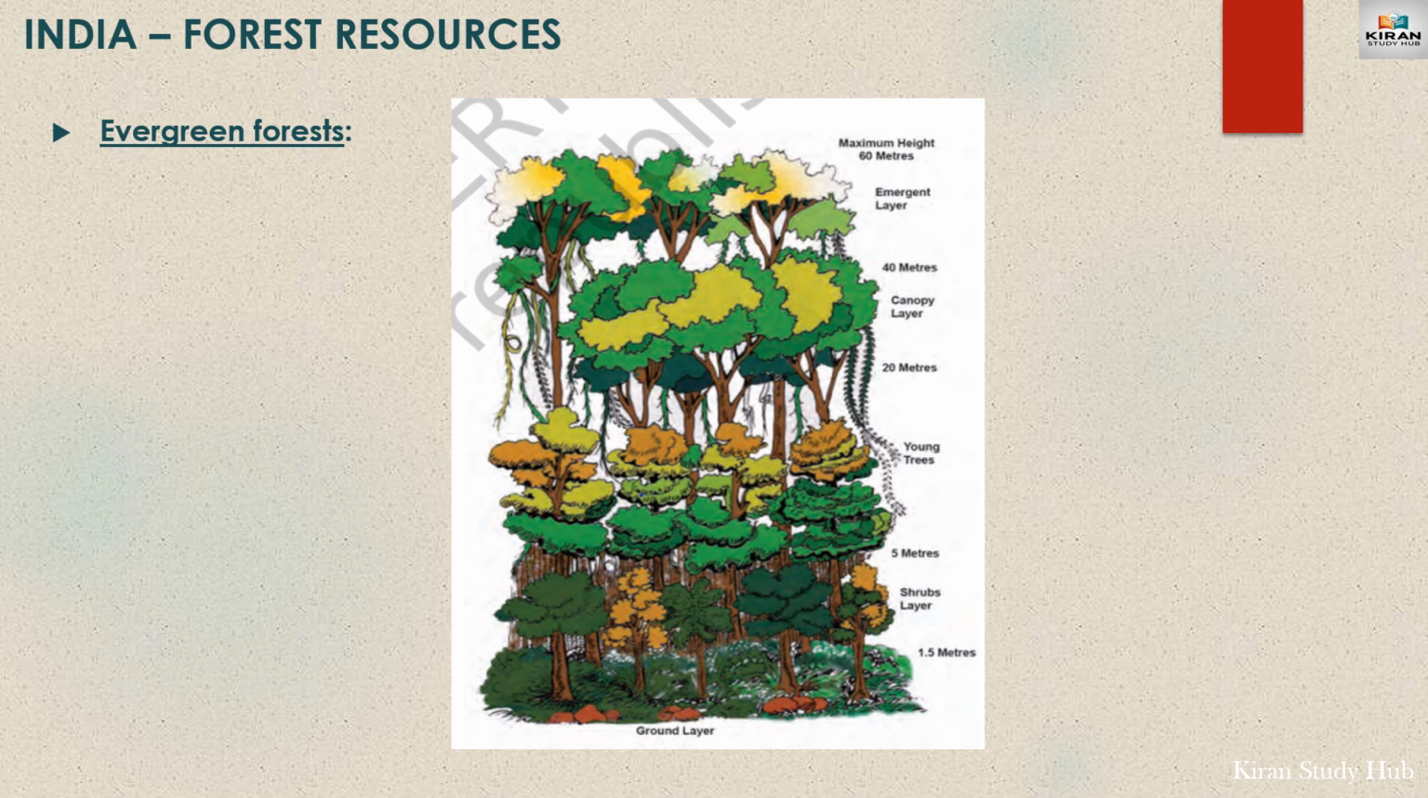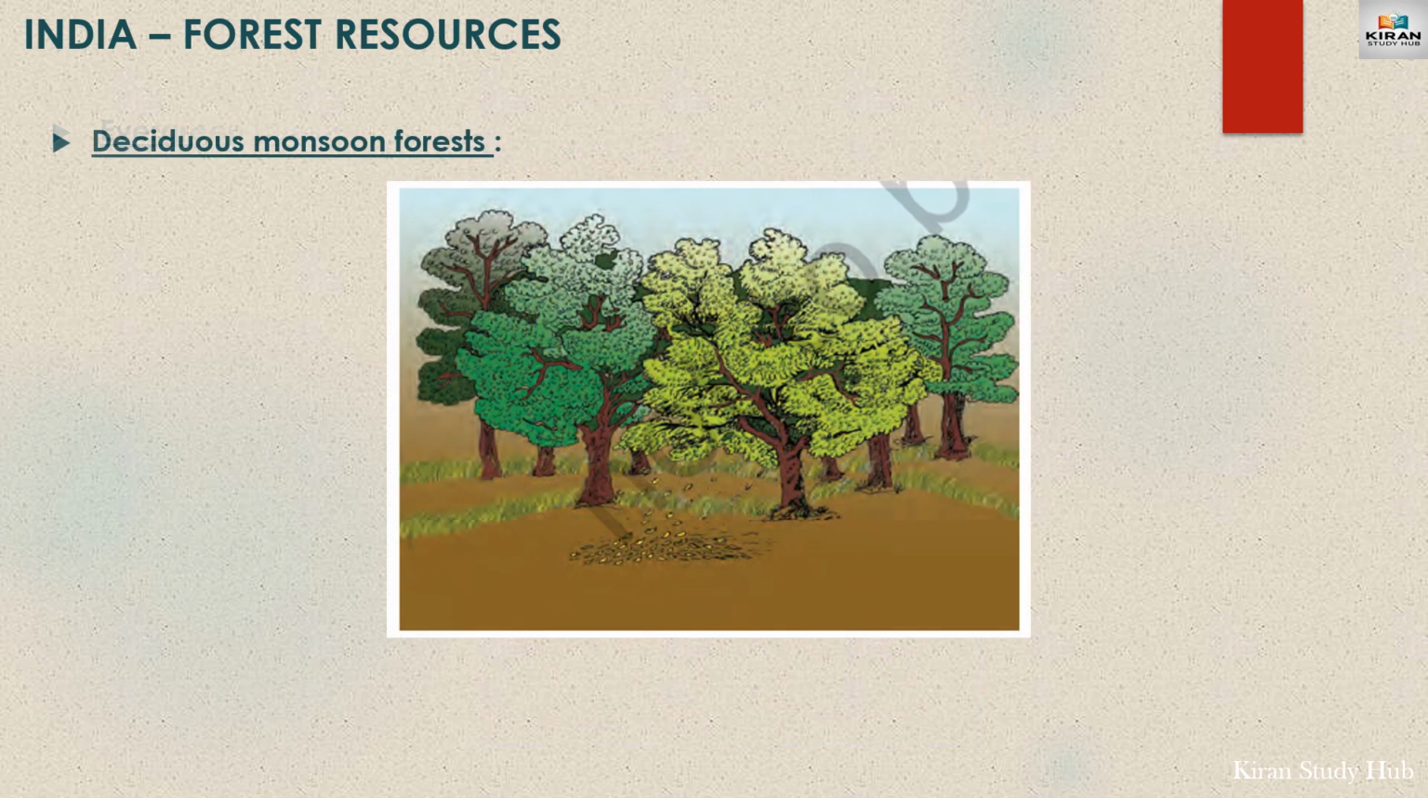This slide shows you the image of evergreen forest, where you see multi-layered vegetation with thick canopy. This slide shows you the image of deciduous monsoon forest. Deciduous monsoon forests are the most widely distributed forest in India. Some of the trees found are teak, sal, sandalwood, etc.